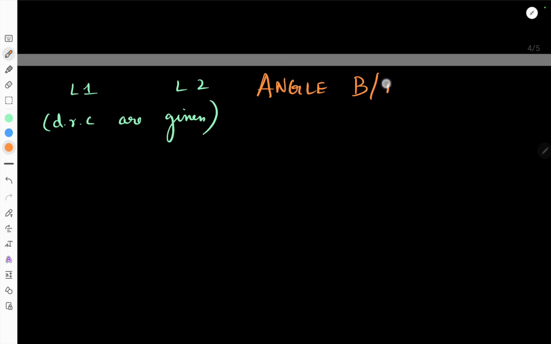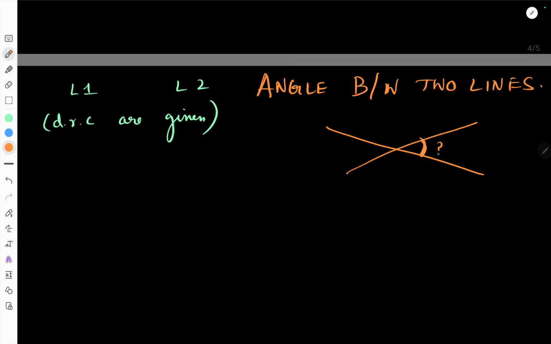So now we will see angle between two lines. So we have two lines, line 1 and line 2. Suppose directional cosines are given. We are finding the angle between two lines, like this angle. So now if directional cosines are given, I will take L1, M1, N1 as the directional cosines of line 1, and L2, M2, N2 as the directional cosines for line 2.